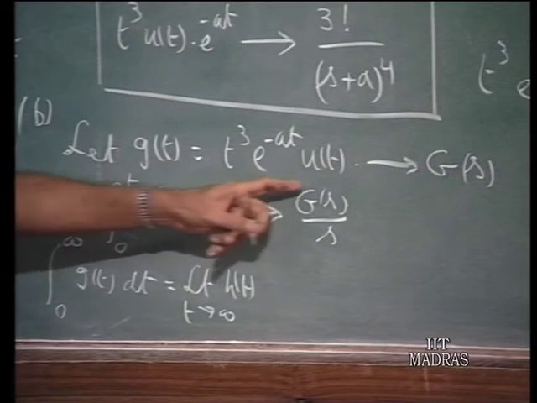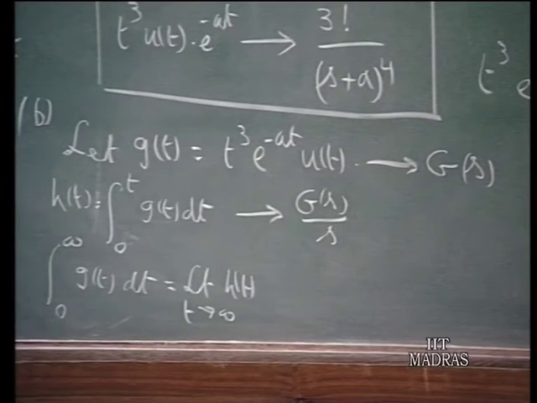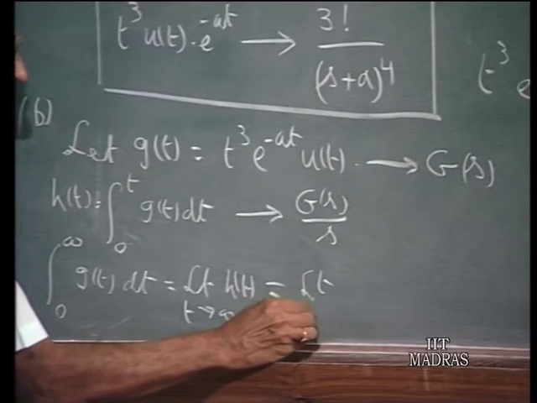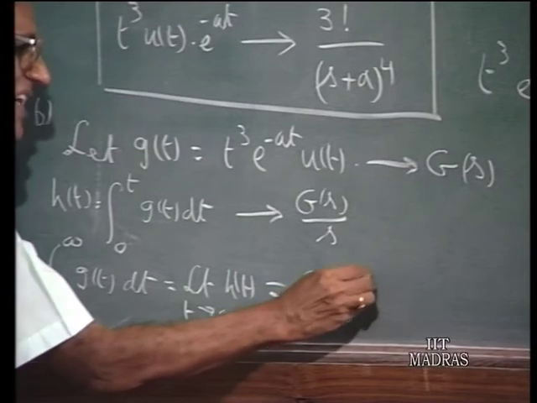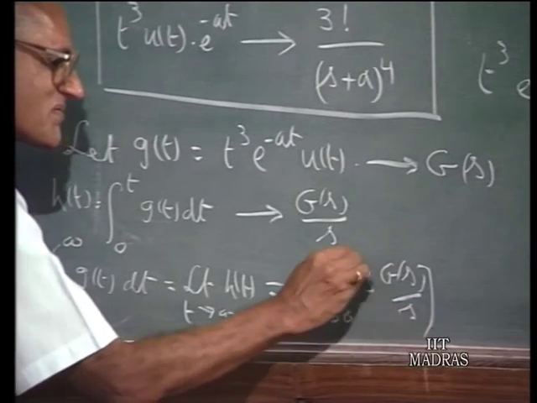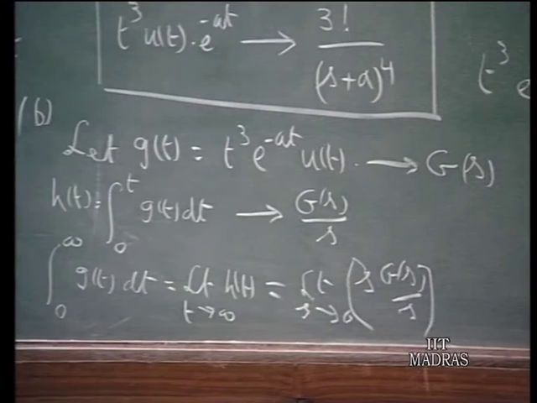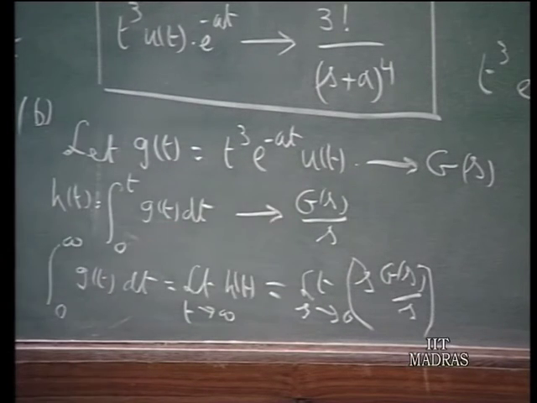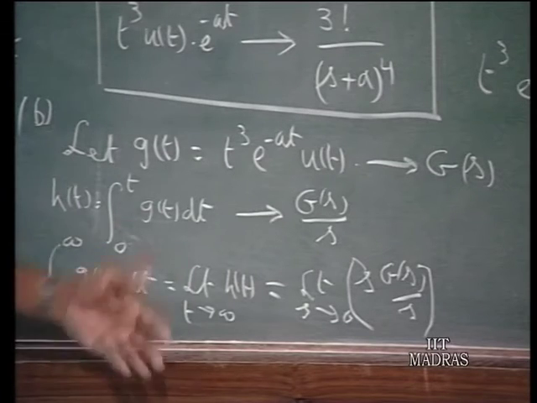This function has this Laplace transform g of s over s. To find out the final value of this function, this is equal to the limit as s tends to 0 of s times g of s over s. That is the final value theorem. If you know a particular function h of t has a Laplace transform h of s, then the final value of h of t, h infinity, is obtained by taking the limit as s goes to 0 of s times h of s.